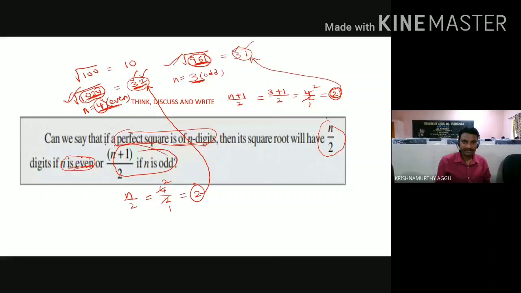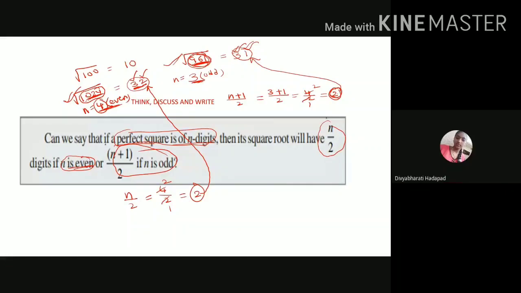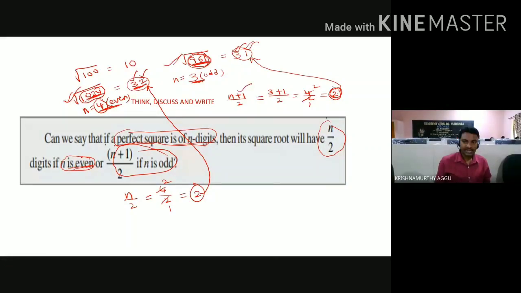How many digits are there here? 2. So in the square root of a perfect square number, if you have an odd number of digits, then you apply this formula, and you will get the number of digits. To know the number of digits, I am telling you a shortcut formula, without finding the actual square root.